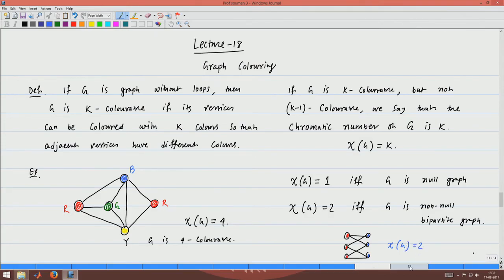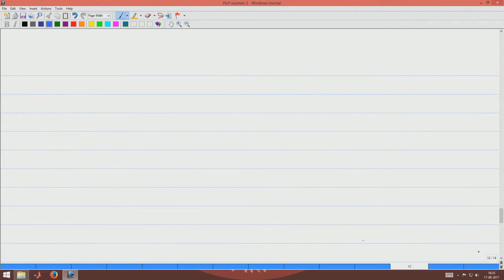Okay, but there is no such characterization for three-chromatic graphs. That means the graph having chromatic number 3. So, we give an example of a three-chromatic graph, that means a graph having chromatic number 3.